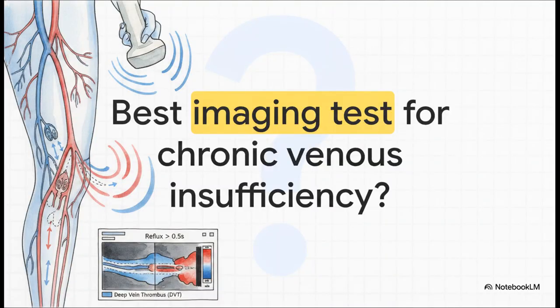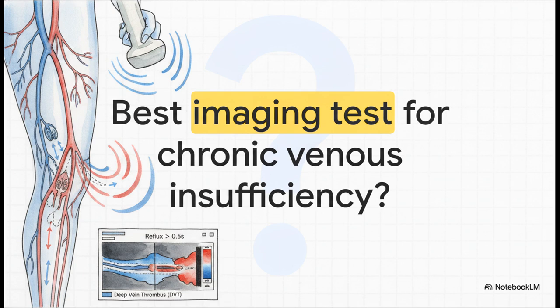Question 3. What is the gold standard non-invasive imaging to evaluate chronic venous insufficiency? A, venography, B, duplex ultrasound, C, MRV, or D, air plethysmography? And the answer is B, duplex ultrasound.